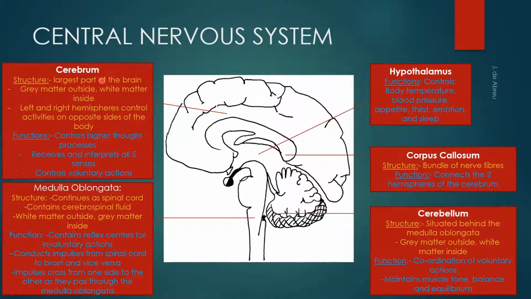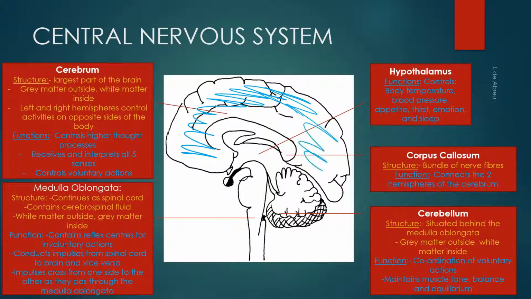Okay, so the cerebrum, which is this whole part. This whole part over here, all the way down here. So the cerebrum, the structure is, it is the largest part of the brain. As you can see, it goes all the way around here. So the cerebrum is the largest part of the brain. It has gray matter on the outside and white matter on the inside.